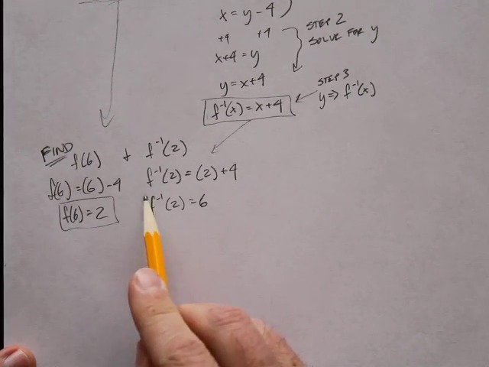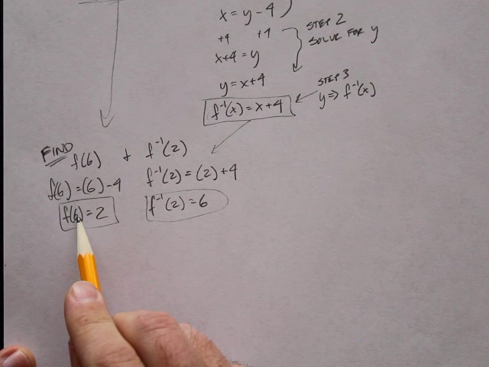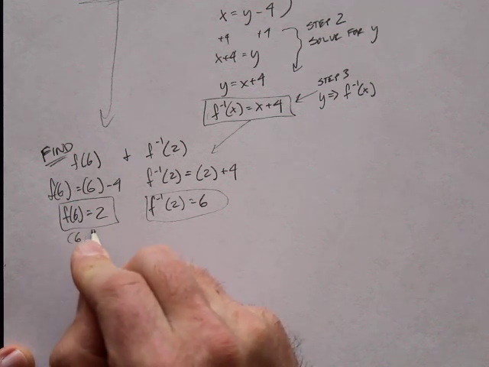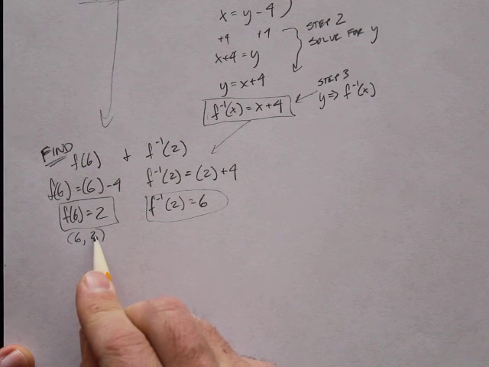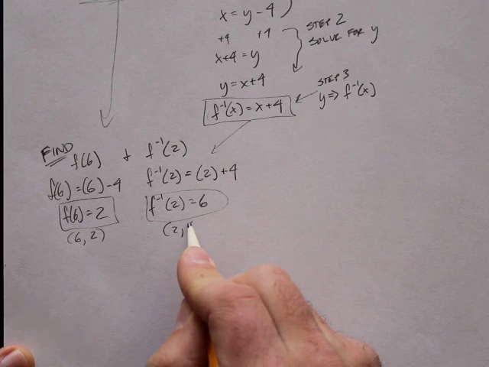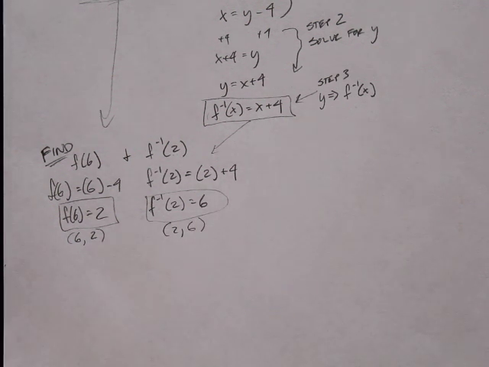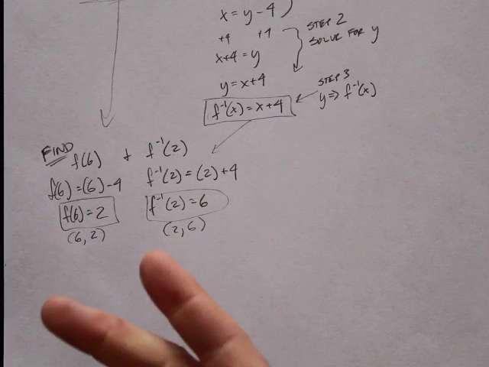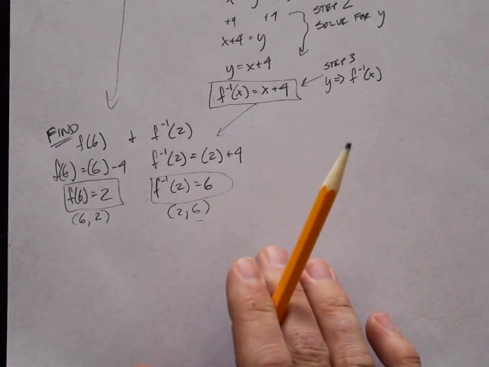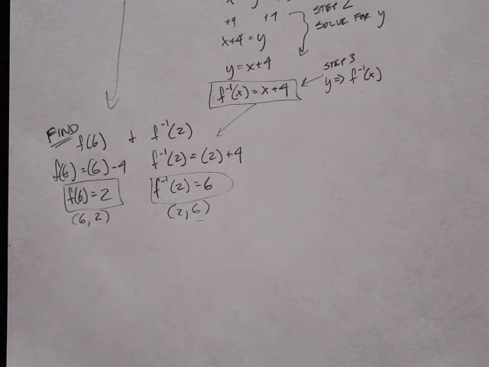Now, notice something here. If I were to plug in 6 for x, I would get 2 as my y value. If I were to plug in 2 for x, I would get 6 for my y value. Interesting. Notice how these are inverses?